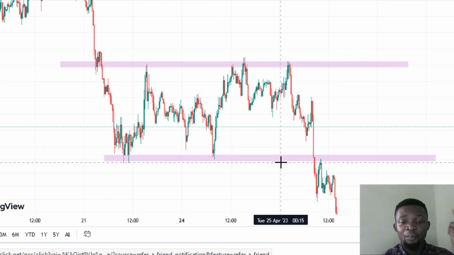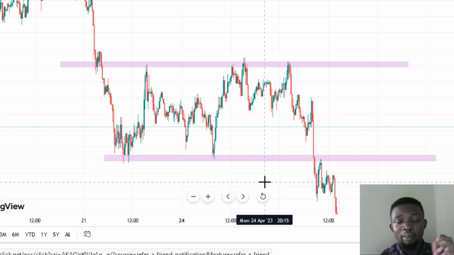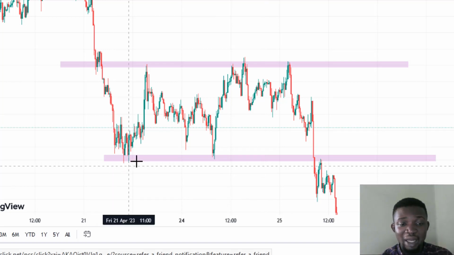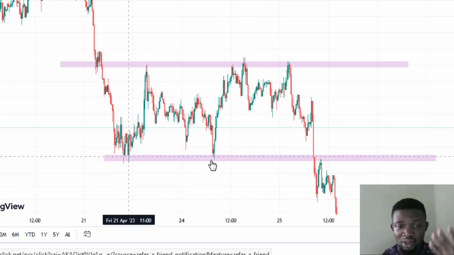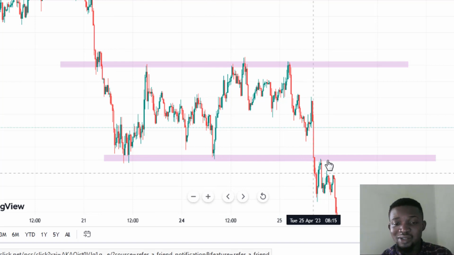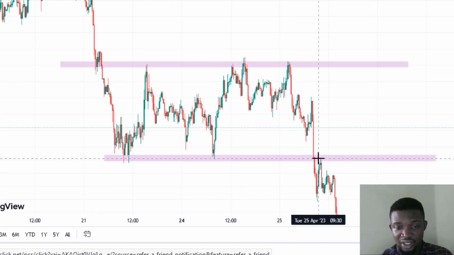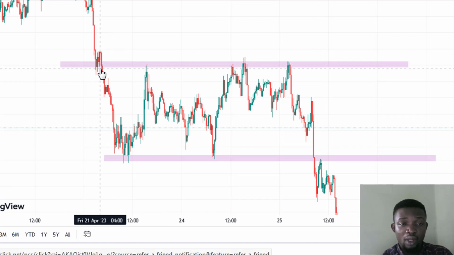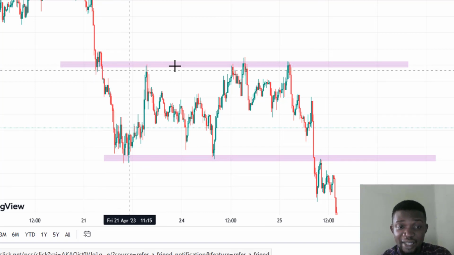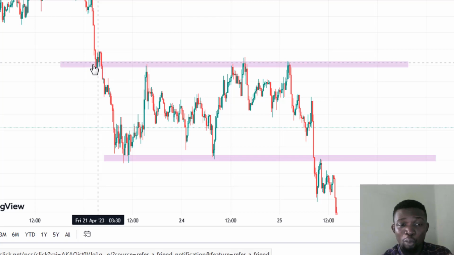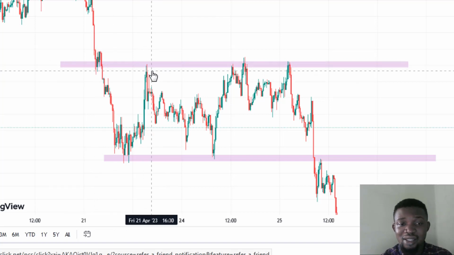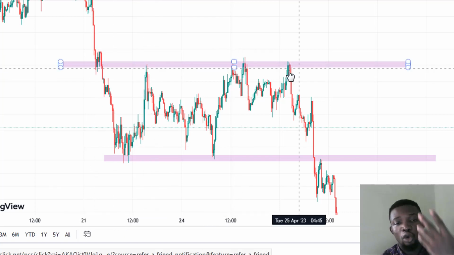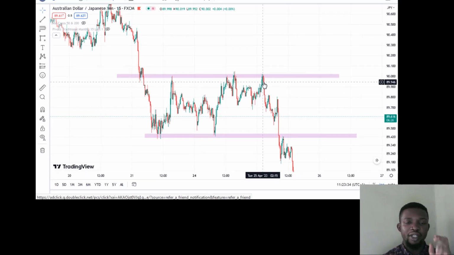So my third rule says what? My third rule says these levels must serve as both support and resistance at the same time. Now you realize my level here is a support here, serves as a support here, but serves as a resistance here. Now my resistance here, it serves as a support here, serves as a resistance here, and also a resistance here.